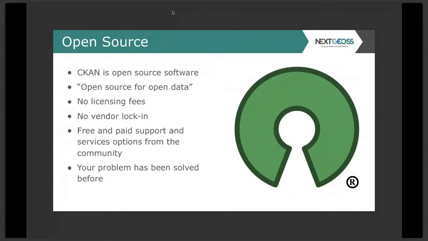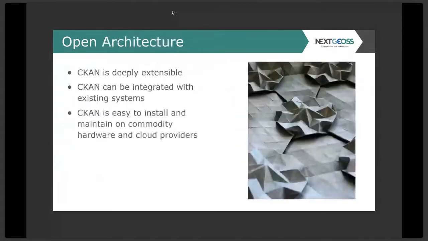CKAN has an open architecture. CKAN is deeply extensible. Almost every single part of CKAN can be customized to suit particular use cases or data workflows. And that also helps in integrating CKAN into existing systems. CKAN is also very easy to install and maintain on commodity hardware and common cloud providers.